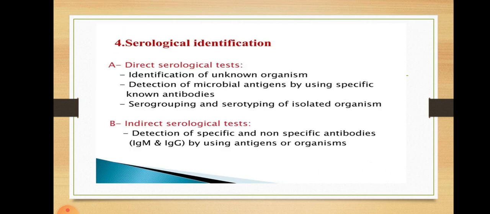Next, moving on to the next type of test, serological tests. One is direct serological test and the second one is indirect serological test. In direct serological test, identification of an unknown organism is done. Detection of microbial antigens by using specific known antibodies is performed, and serogrouping and serotyping of the isolated organism is performed. Whereas in indirect serological test, specific and non-specific antibodies like IgM and IgG are detected by using antigens or organisms.